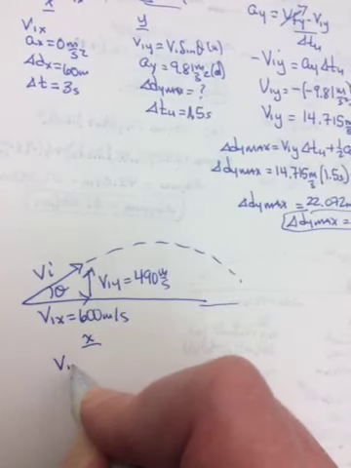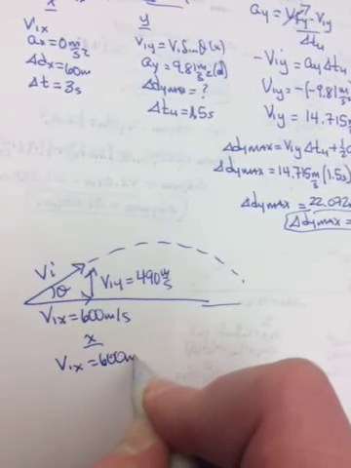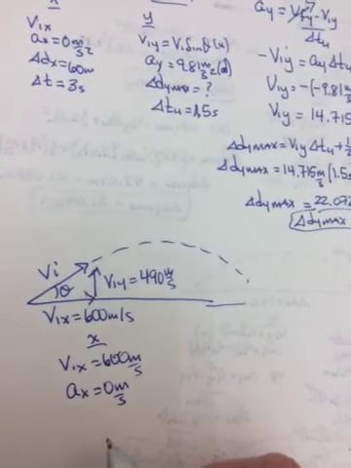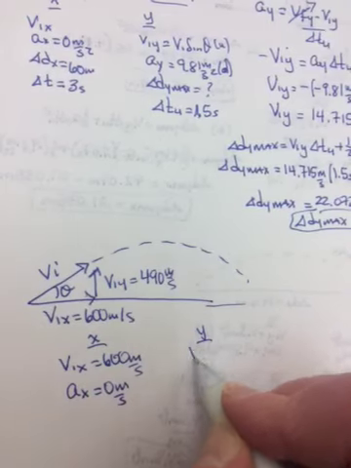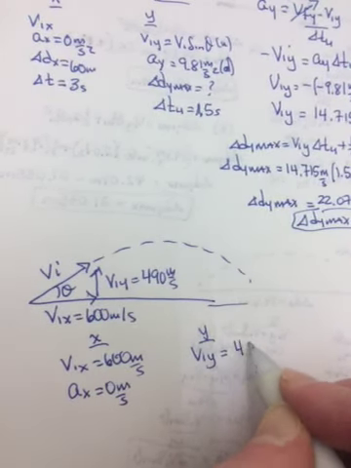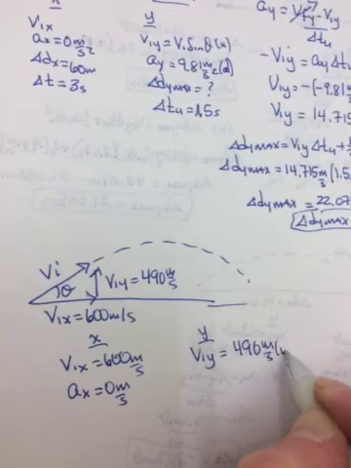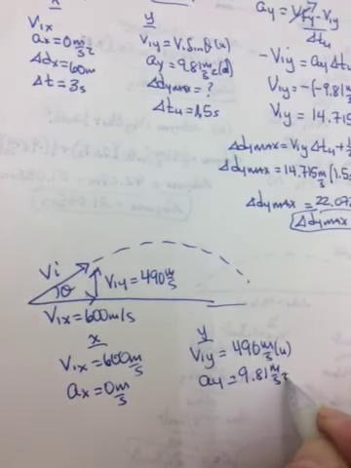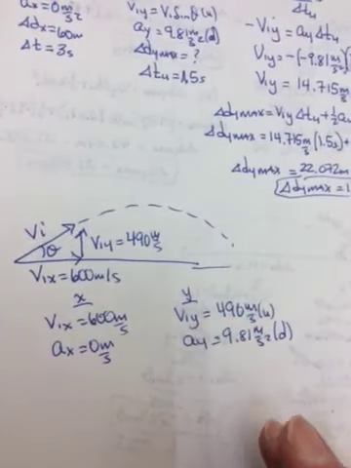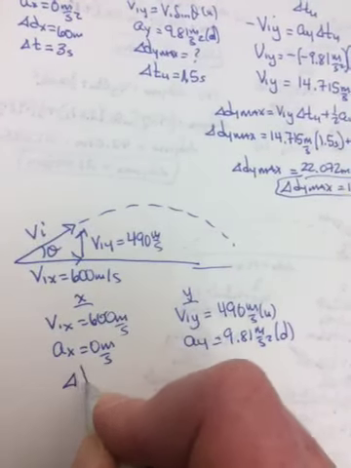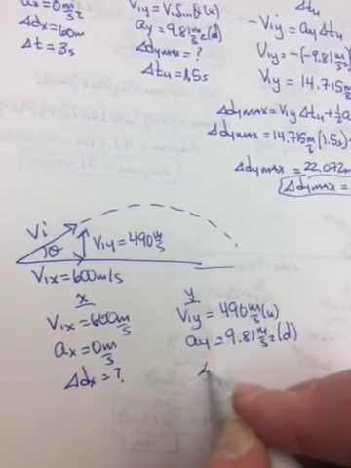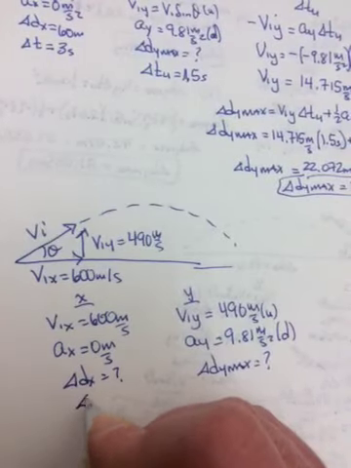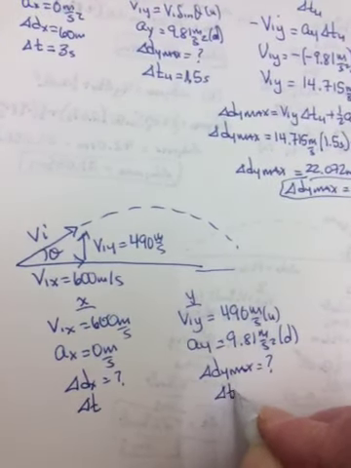So in the x direction, our Vix is 600 meters per second. Ax is 0. Y direction, VIY, 490 meters per second up. AY, 9.81 meters per second squared, and that's down. And so the question wants to know what's delta dx for part B and what's delta dy max for part A. But before we can find either of those, we have to find delta t and delta tu.